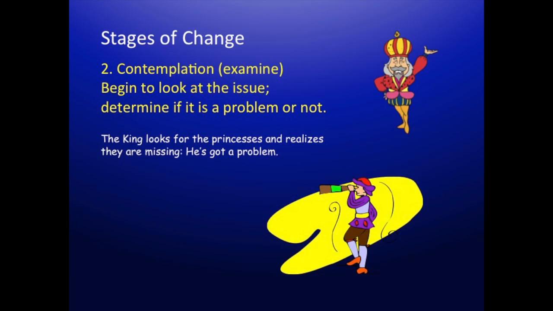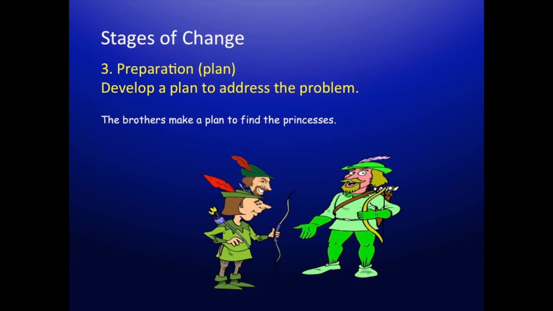And if indeed we land on the side that we think this is a problem, the third stage of the stages of change is called the preparation stage. We make a plan for addressing the problem. So in our story, that's the people beginning to search for the princesses, and in particular, the brothers make a plan. We're going to go out to the woods. We think that's where the princesses are, and we're going to search for them out there.